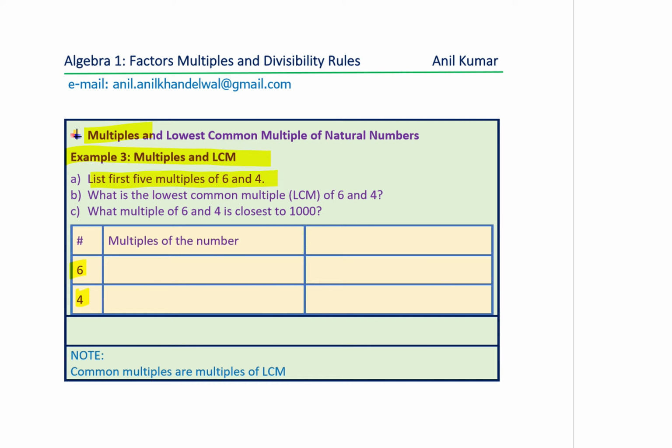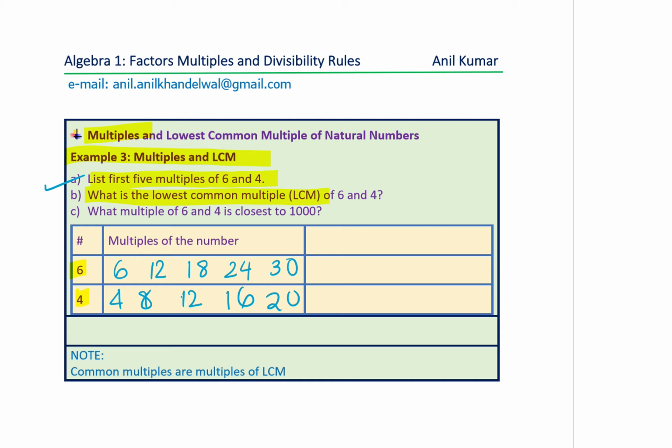So first 5 multiples means really 6 times 1, 6 times 2, 6 times 3, 6 times 4, 6 times 5, right? Which is 30. So likewise, list all the multiples for 4 also. Okay, 4 times 1, and then we have 8, and then we have 12, and then we have 16 and 20. So we have done the first part, that is to list first 5 multiples of 6 and 4. Now the next question is, what is the lowest common multiple? So we are now interested in the lowest common.